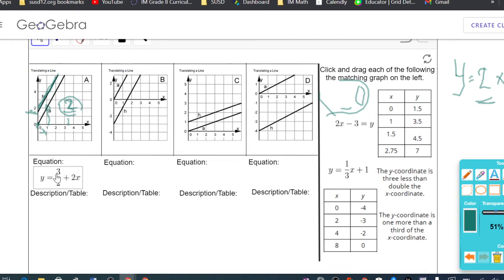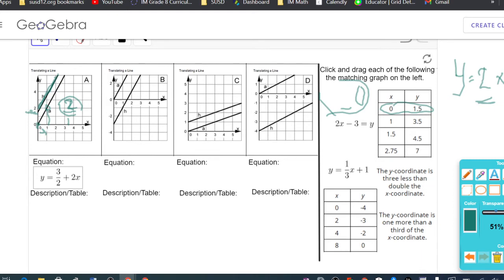Okay, good job. Is there a description of that? Let's read these here. The y-coordinate is 3 less than double the x-coordinate. That's complicated. The y-coordinate is 1 more than a third of the x-coordinate. 1 more than a third. Confusing. Let's look at the table. X equals 0, y equals -4. No, when x equals 0, our y is 1.5. Oh, here we are. Look at that. When x equals 0, y is 1.5. That's it.